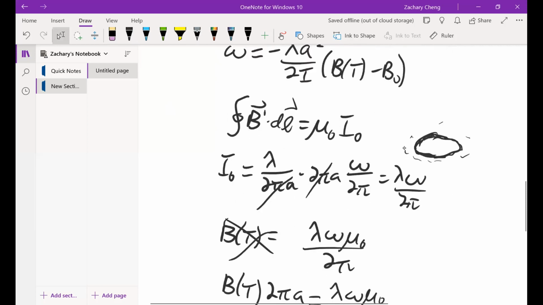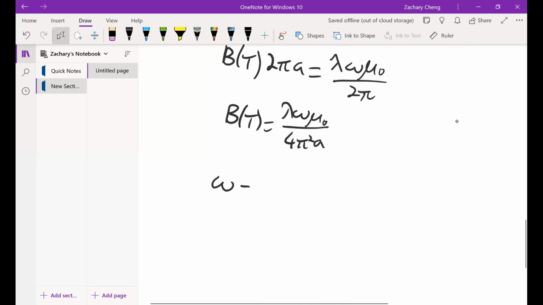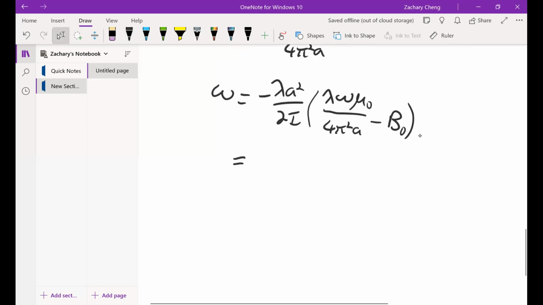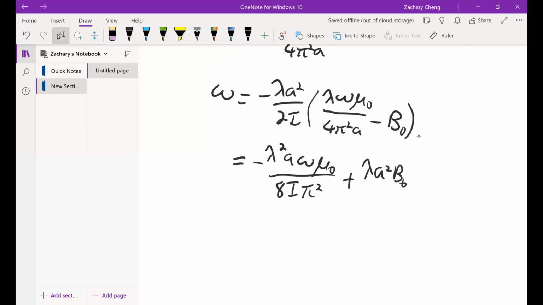We can just plug in Bt now. So we get omega is equal to negative lambda a squared over 2I times Bt minus B0, so that's lambda omega mu 0 over 4 pi squared a minus B0, and this is equal to negative lambda squared a omega mu 0 over 8I pi squared, or in this case plus lambda a squared B0 over 2I.